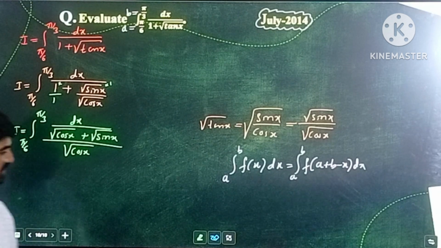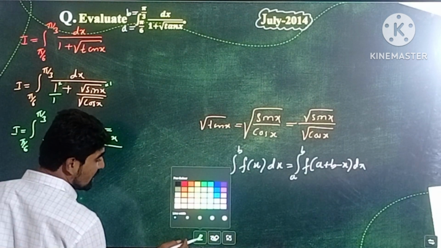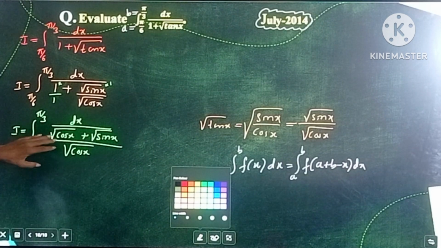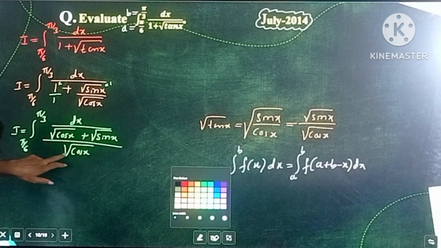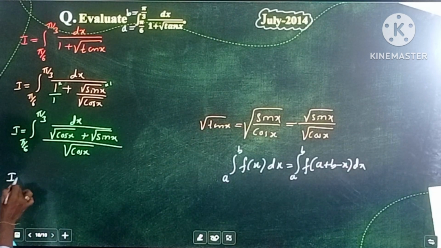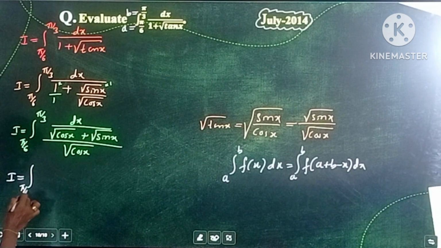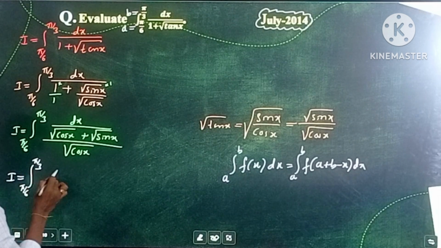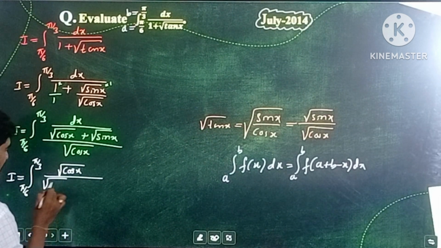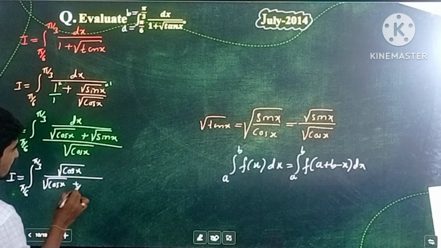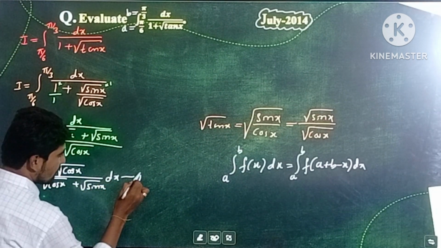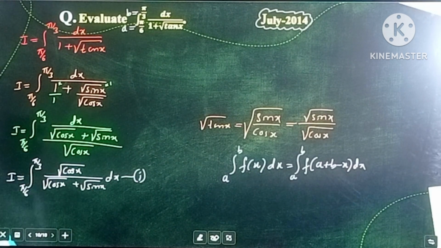So now in the next step, I shift the denominator to the numerator. If I shift this denominator to the numerator, this square root of cos x plus root sin x divided by root cos x gets reversed. Reversed again, see: I is equal to integration from pi by 6 to pi by 3 square root of cos x divided by square root of cos x plus square root of sin x with respect to x, and here I am going to call this equation number 1.